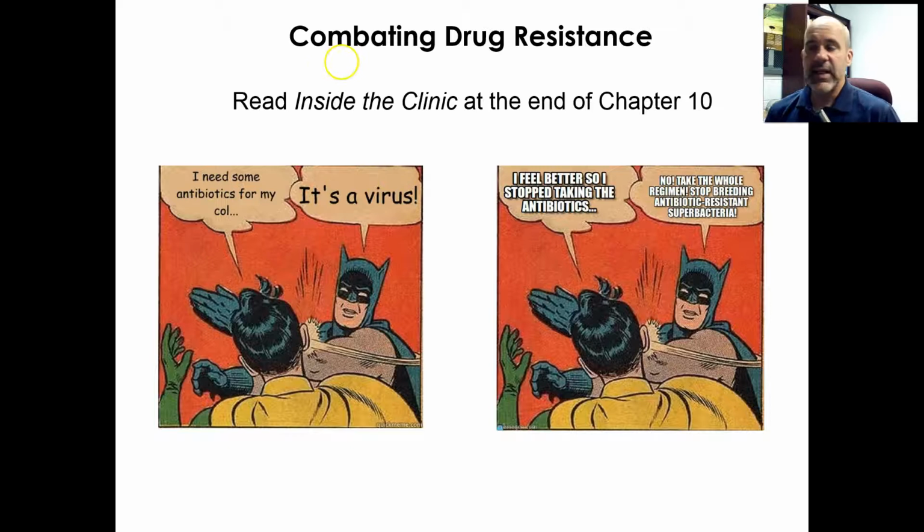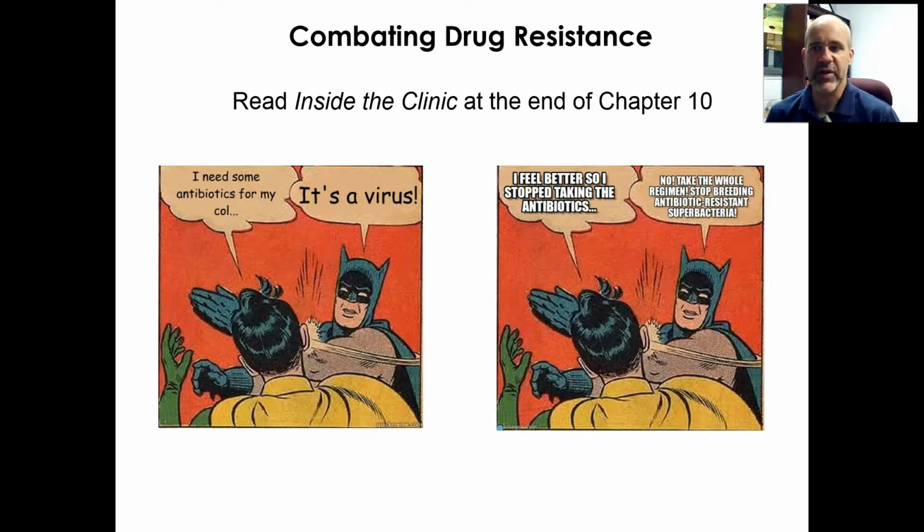So be sure you read your Inside the Clinic at the end of chapter 10. And how do we combat drug resistance? Kind of like I was just mentioning, we shouldn't be prescribing antibacterial drugs to patients who don't have bacterial infections.